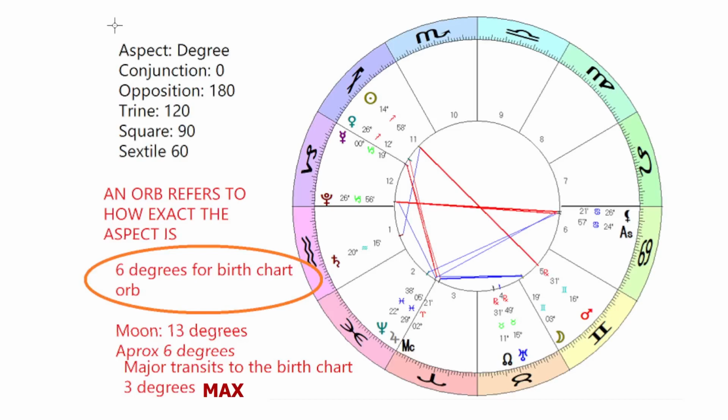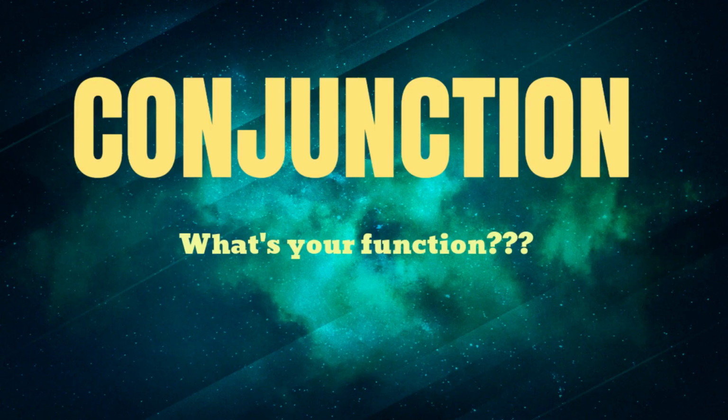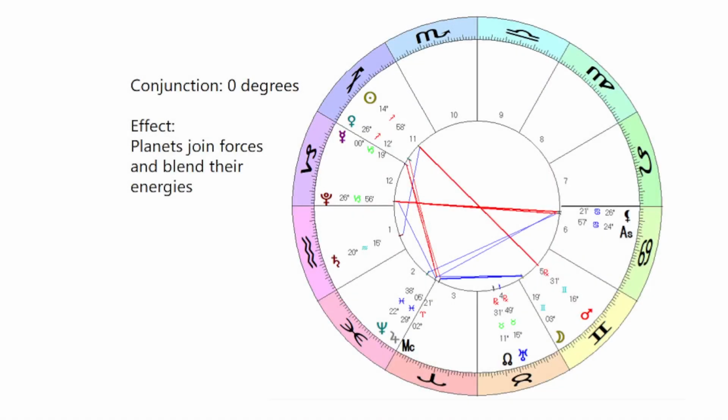Let's go through each of the aspects and we'll talk about what they indicate. Okay, the first aspect we're talking about is the conjunction. So the effect of the conjunction is that the planets join forces and blend their energies. This is pretty intuitively obvious in my opinion.